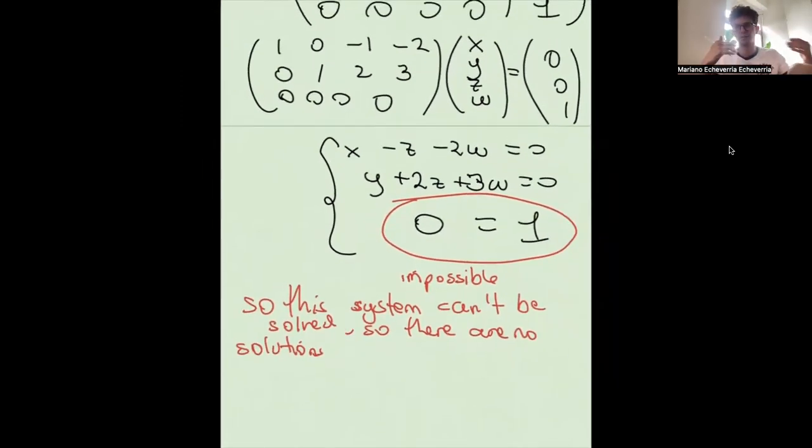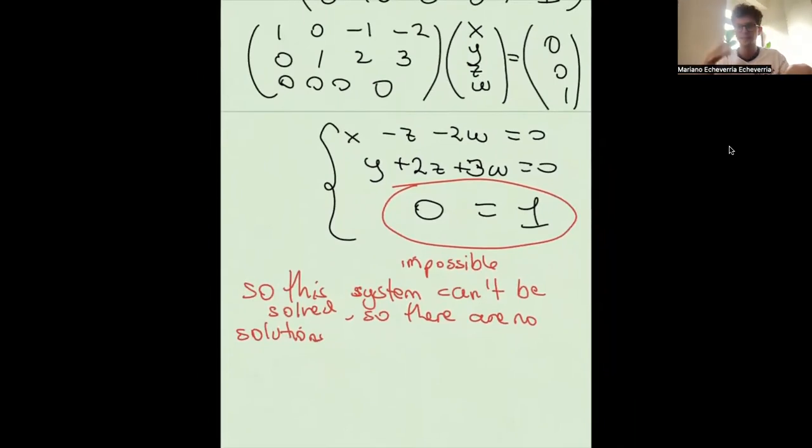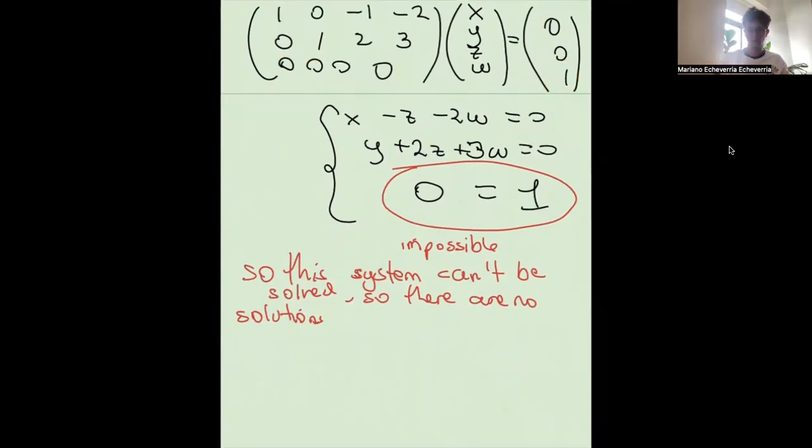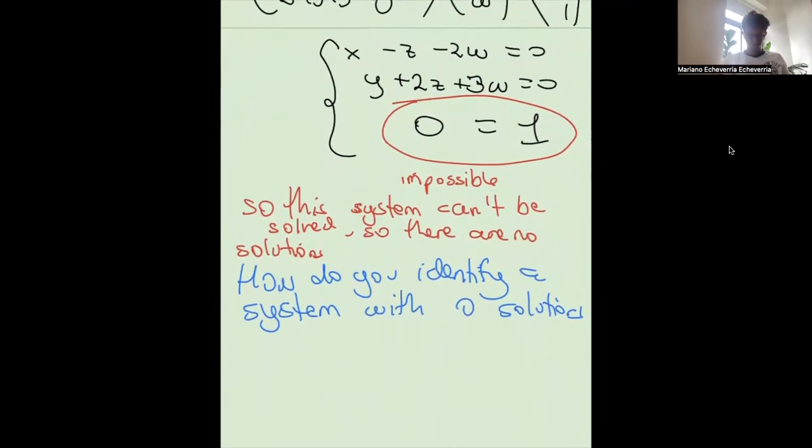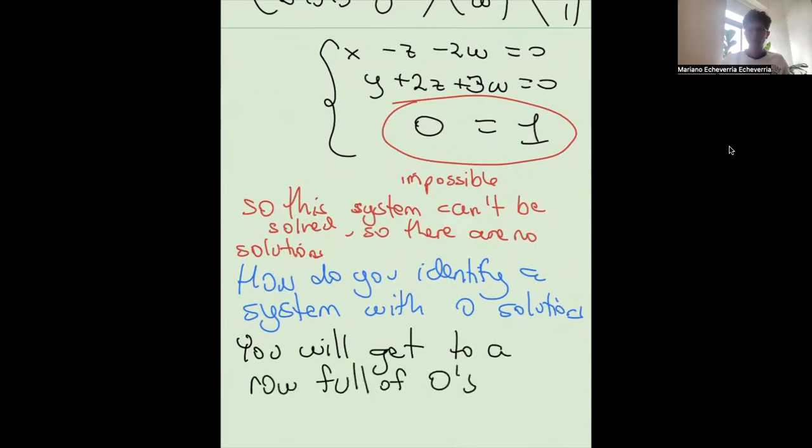So how can you identify the case where there are no solutions? This is what will always happen. You will always get a row of zeros followed by a non-zero coefficient when you write that system of equations. So how do you identify a system with no solutions? You will get to a row full of zeros, followed by the vertical line with a non-zero number next to it.